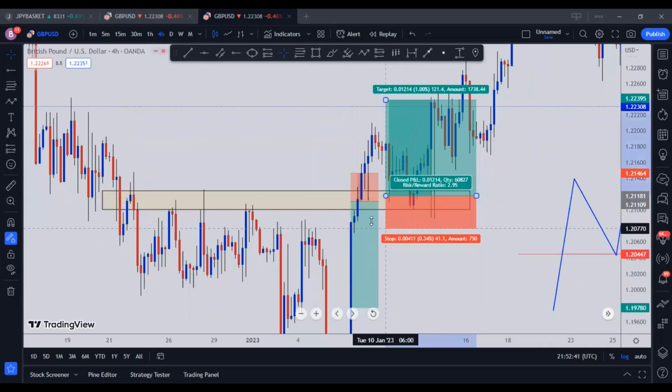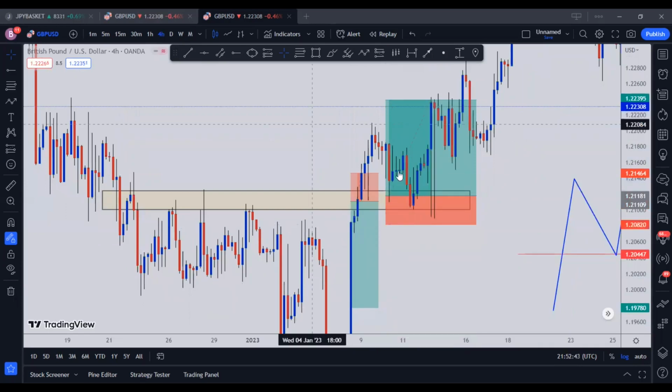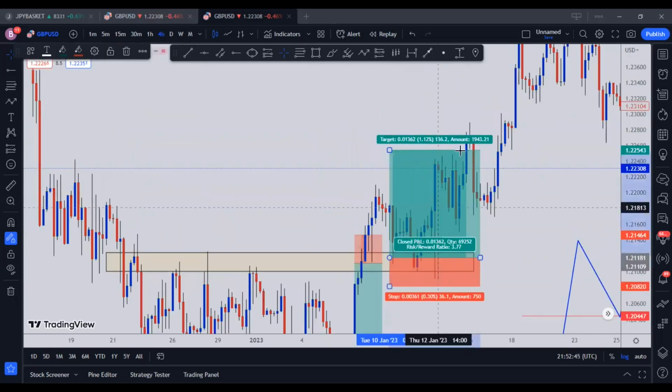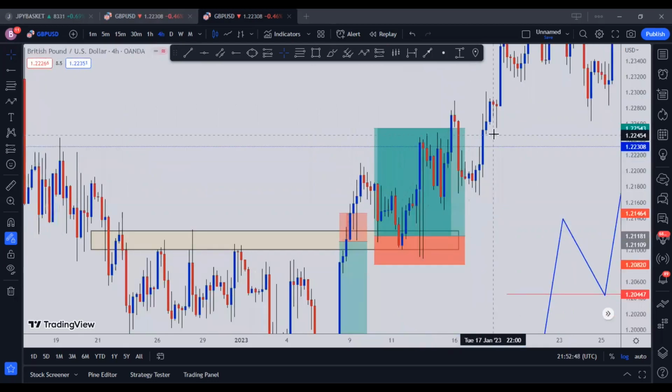Beautiful retest here. Then you can put your stop loss below structure. Then boom, you can see the market shoot up to the upside. So this is how the key resistance zone works, right? Now I'm going to show you guys how the key support zone also works. So let's get into that now.